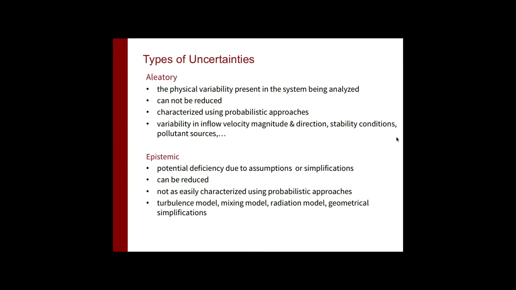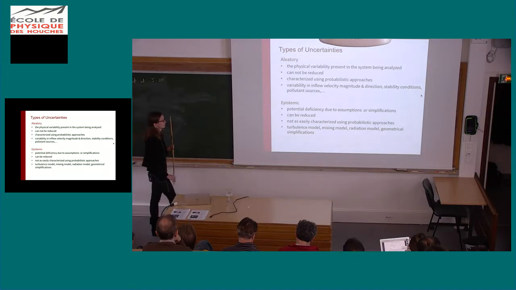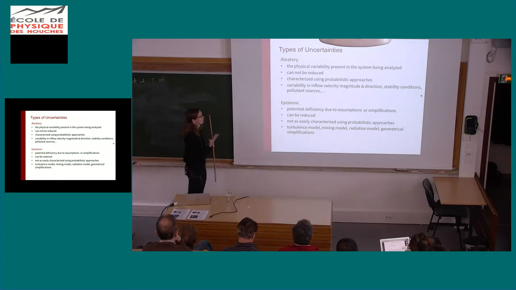So you have aleatory uncertainties that are the physical variability that is present in the system that you're analyzing. These aleatory uncertainties are inherent to your system. You cannot reduce them. You're not going to get rid of them. You can characterize these using probabilistic approaches. Examples are the variability in the inflow velocity, magnitude, and direction, which I'll talk a lot about. You could think about variability in stability conditions, pollutant sources, things like that.